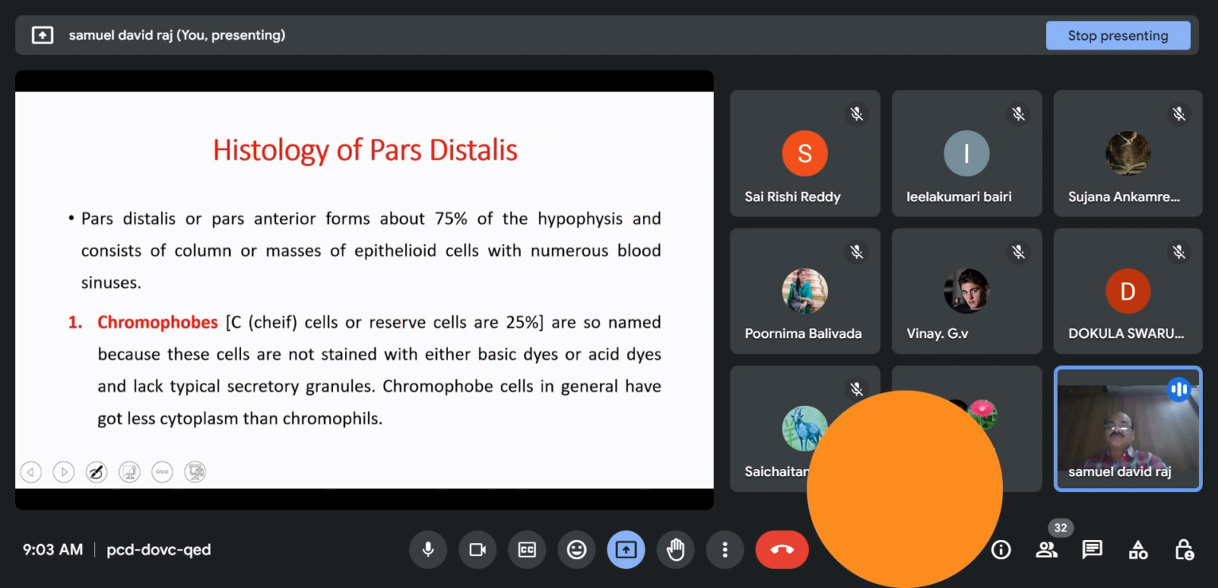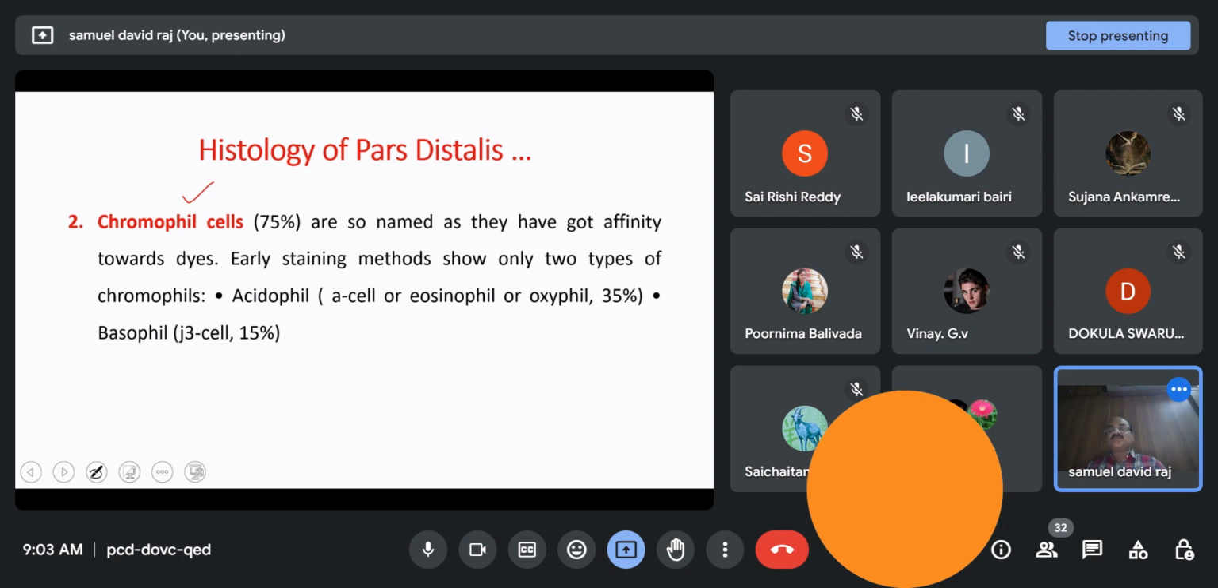So chromophobes do not have any secretory granules, hence they do not get stained. And they in general also have less cytoplasm when compared with chromophils. So what you have to remember from this entire thing is chromophobes are only 25% of the total cells, and they are unstainable cells, because they do not have any secretory granules.